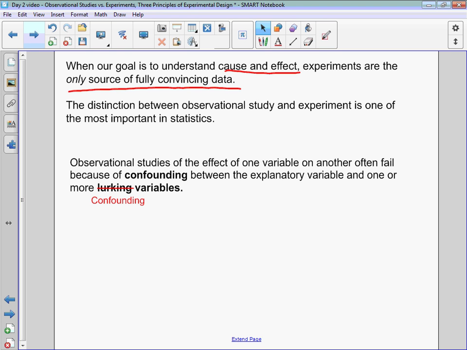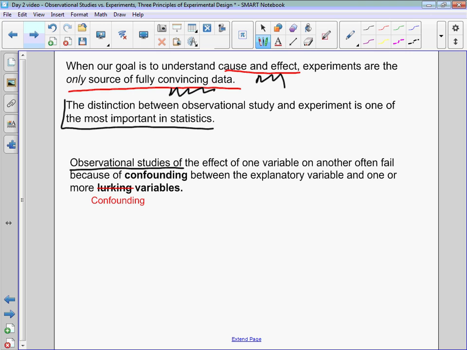And so the only way we can establish cause and effect is to do an experiment. Take 20 people, give half of them vitamin D, half of them we don't give vitamin D, we give them some placebo, which we'll talk about in the next video, and see if there's a difference between the two groups. This distinction is really important, really important.